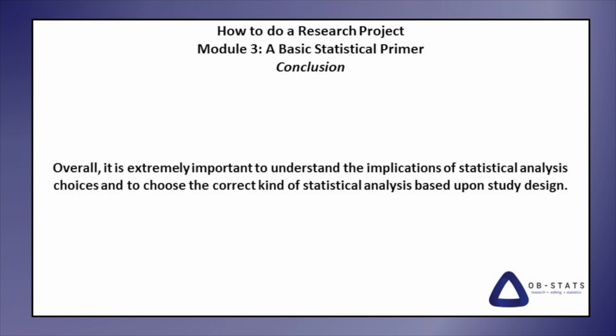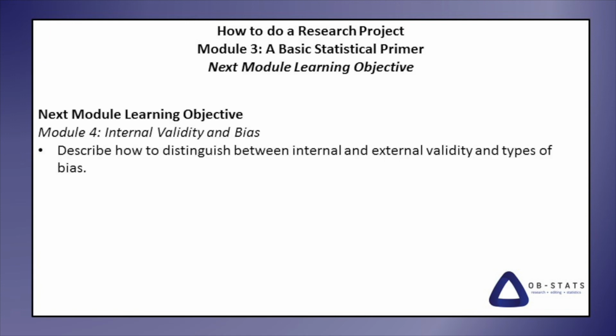Overall, it is extremely important to understand the implications of statistical analysis choices and to choose the correct kind of statistical analysis based upon study design. The next section in this course is Module 4, Internal Validity and Bias. The learning objective for this module is to describe how to distinguish between internal and external validity and types of bias.